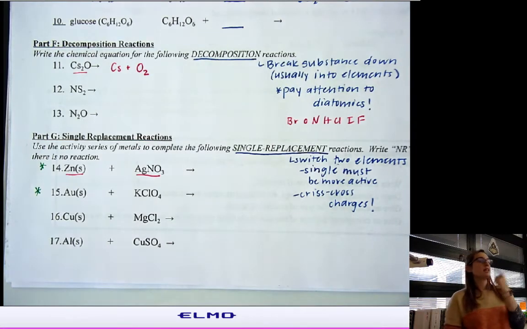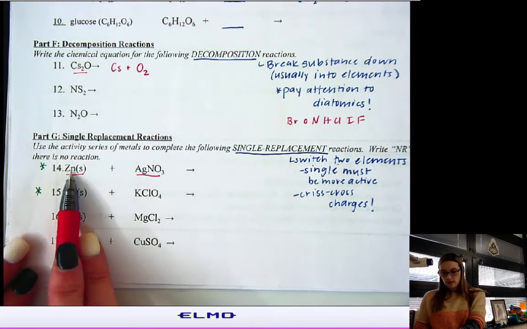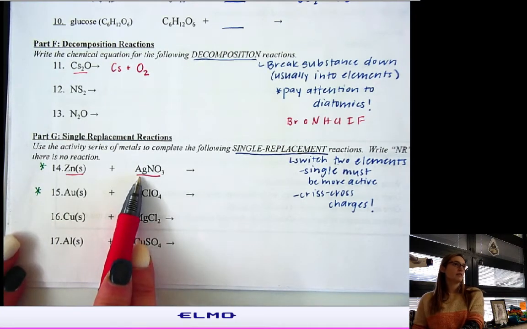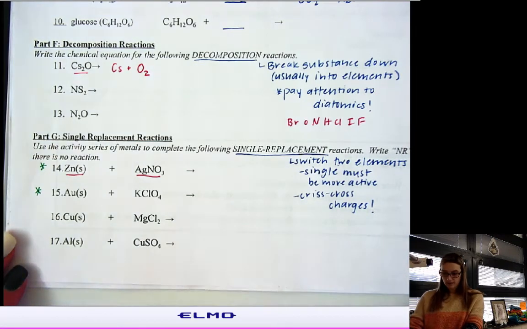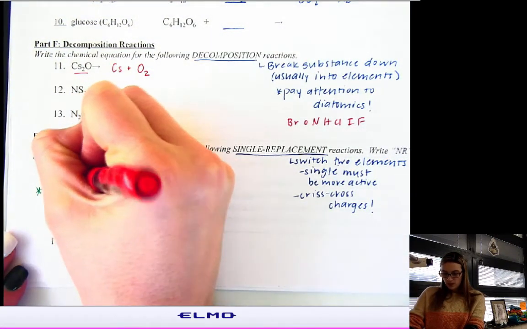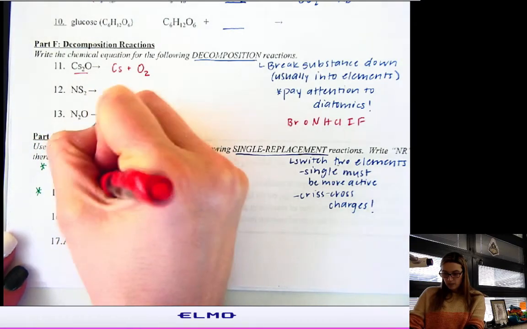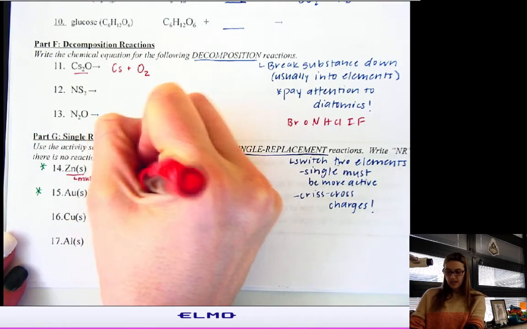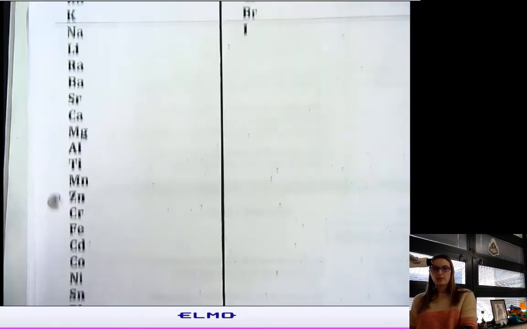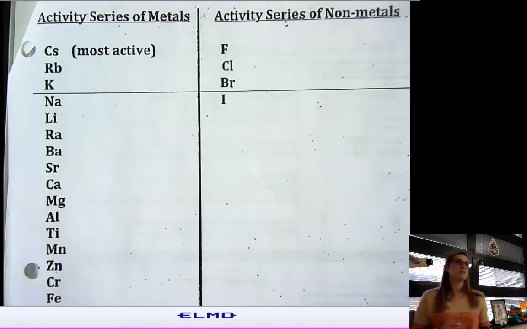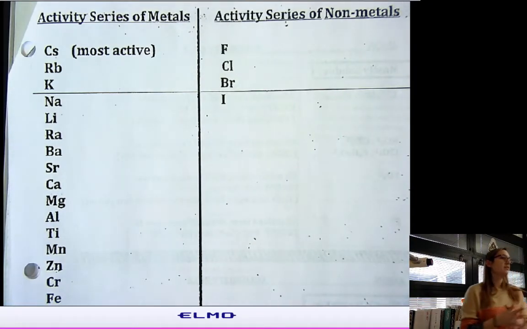Now, in a single replacement reaction, the zinc will replace the silver, right? The metals will switch places. But this is where that single one must be more active. So in order for this to work, zinc must be more active. If you say, how do we know the activity? This is where the very last page, remember the very last page of your packet has this activity series of metals. The front page is the activity series. The back of this page are the solubility rules that we're going to look at for double replacement.